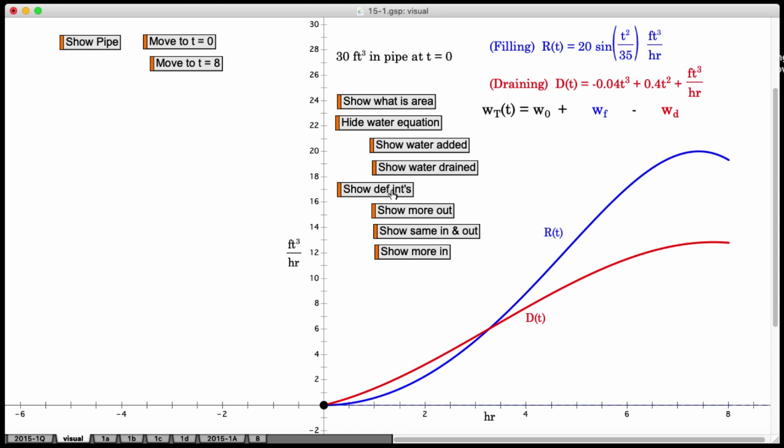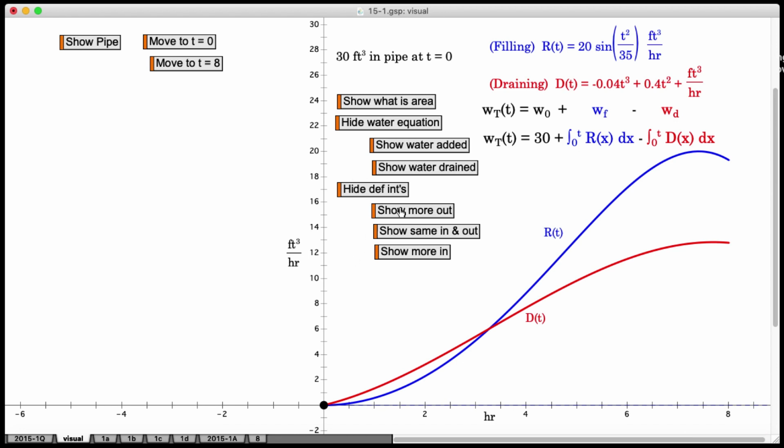So going further with this equation, just to get a look at what's going on: the total amount of water in the pipe at any time would be 30, the initial condition, that's what we started with, that's what we're given at time t equals 0, plus the definite integral of the function R up to any time t, minus the definite integral under the function D. So these are areas under the curves, which are volumes of water: volume of water plus volume of water in, minus volume of water drained.